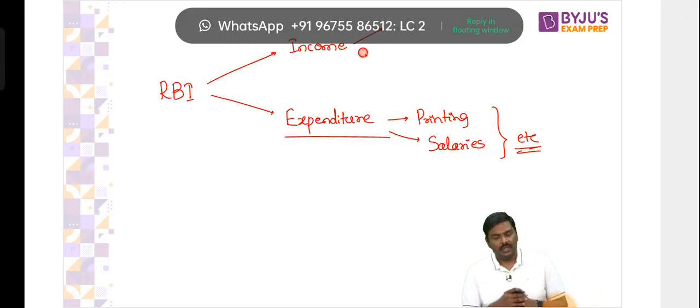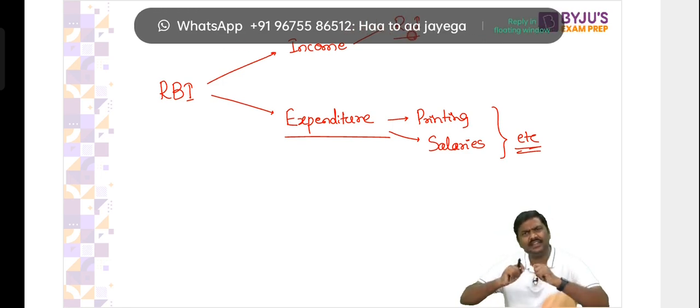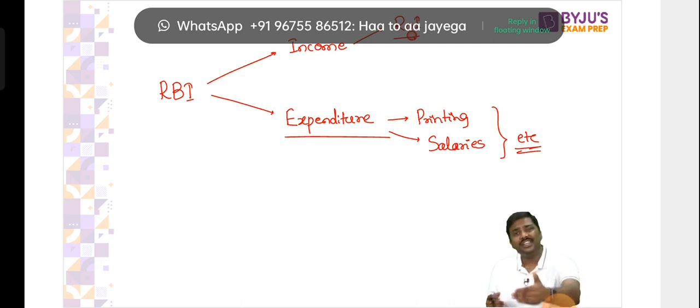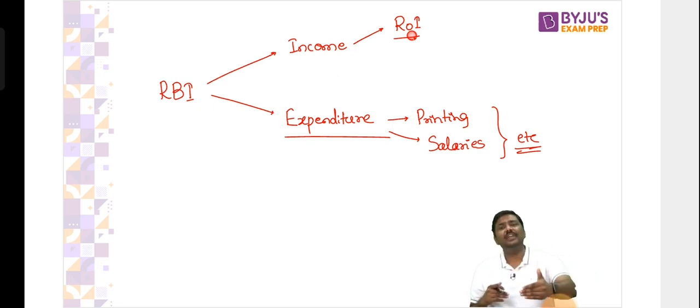What is the form of income here? Income in the form of, let's say, interest on government bonds that they are holding. They have purchased certain government bonds, under G-SAP and under open market operations. When they purchase the bonds of the government, they will keep them. Let's say the bonds mature, or at the end of the year, they will receive interest.